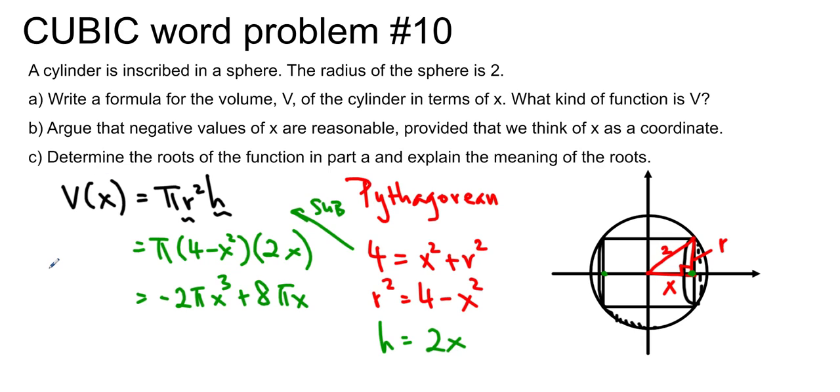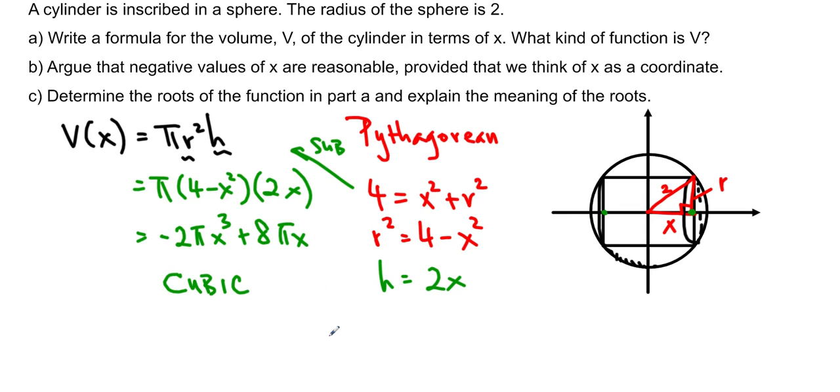Then it asks us what kind of function V is. It is cubic. You can see that the degree is cubic. We expect most volumes to be cubic because they are 3D, so 3D is the cube, right?